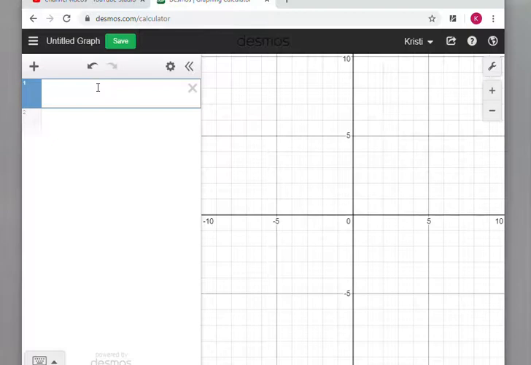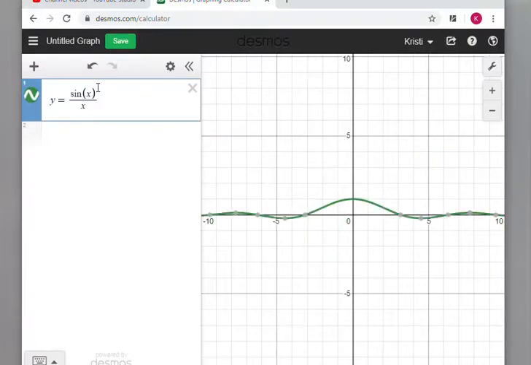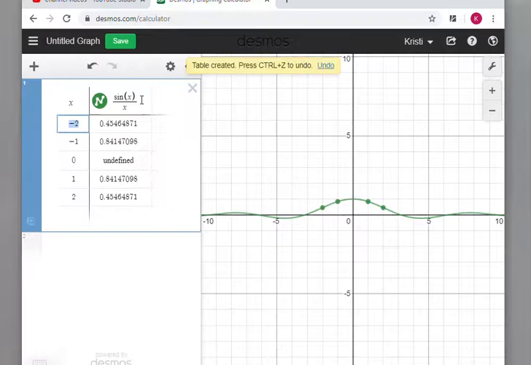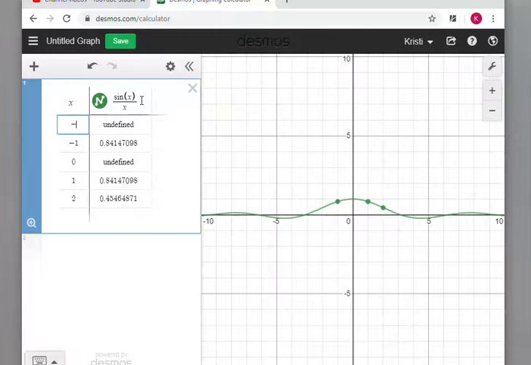My function is y equals sine x over x. Now it does give me a graph automatically. I'm going to ignore that for now, although it's handy. We'll be able to make some comparisons later. I'd like to instead get a table of values, so I'll go to this little gear here and ask for a table of values for my function. And then I'm just going to plug in those x values that we said we were interested in.